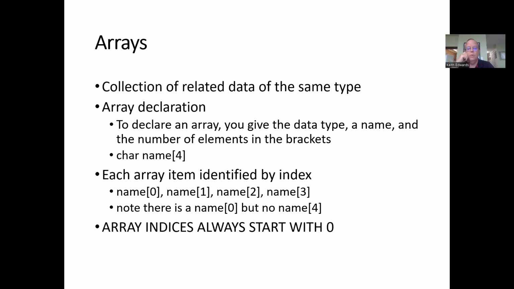To declare our array, what we do is we get the data type, be it int, double, char, float, along with the name and a number of elements in brackets. So for example, here we have an array called name that is of type character and has 4 elements in it. Each array item gets identified by an index, and C++ starts their identification with 0. So there'd be name[0], name[1], name[2], name[3] would be the 4 characters that make that up. And note that there is a name[0], but no name[4], because we start our indices with 0.